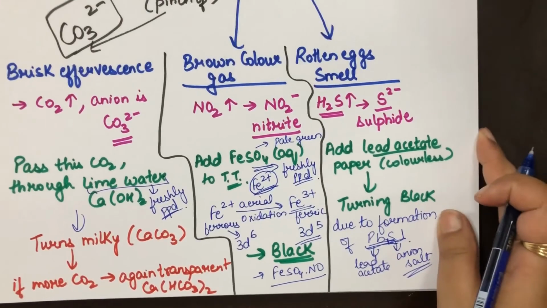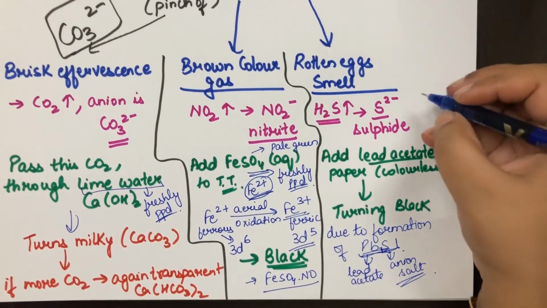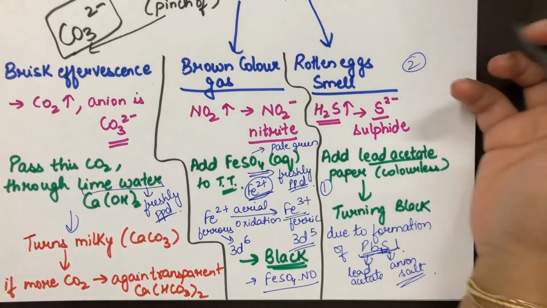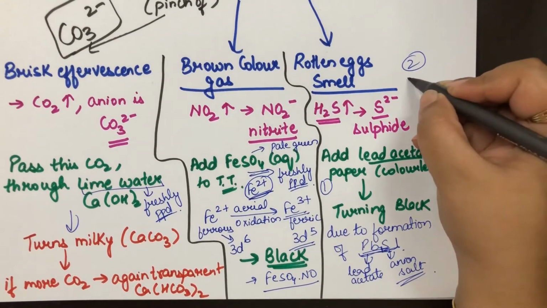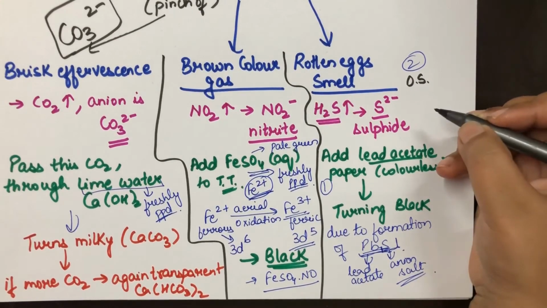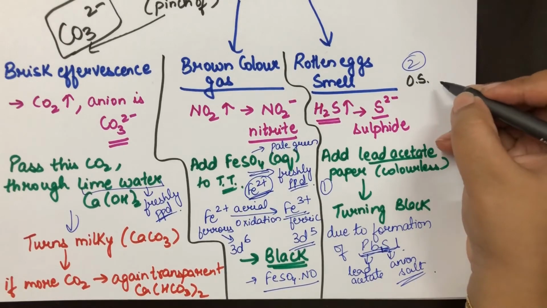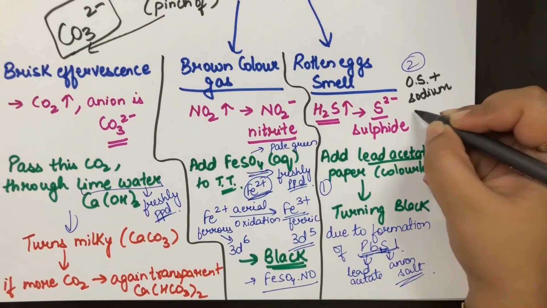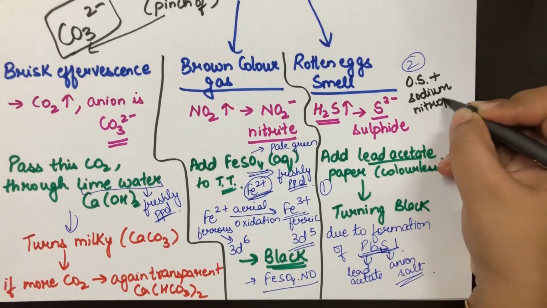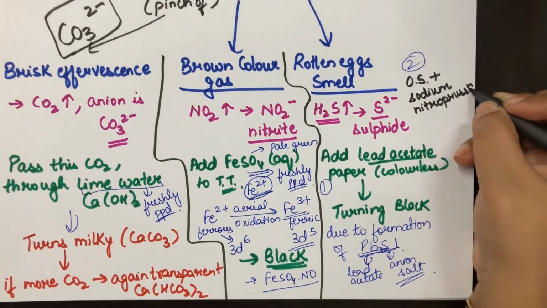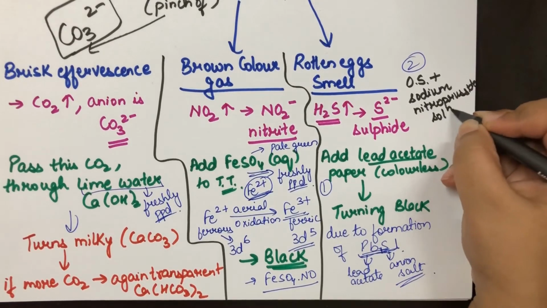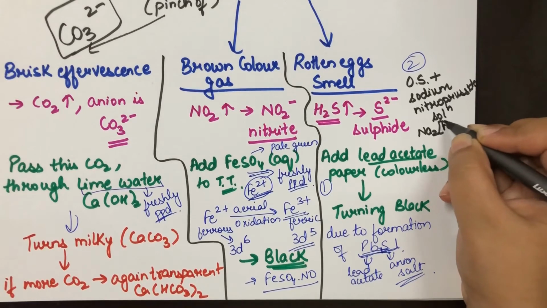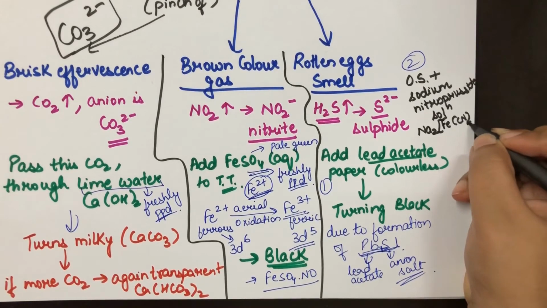Now we can do one more confirmatory test for this. This was your first test, and you can have a second test also, which says that if you use the original solution, what is the original solution? Your salt plus water, and you add sodium nitroprusside solution to it. What is sodium nitroprusside? The formula is Na2[Fe(CN)5NO].